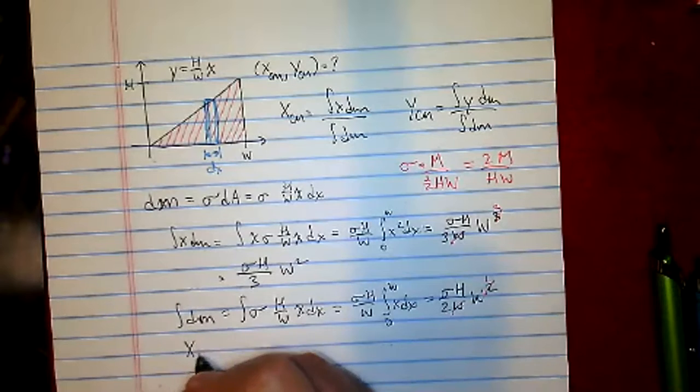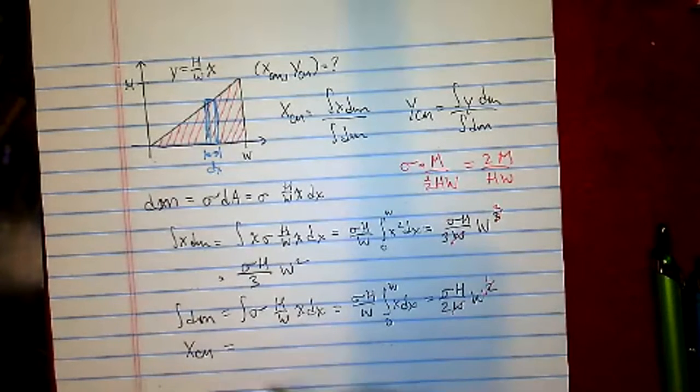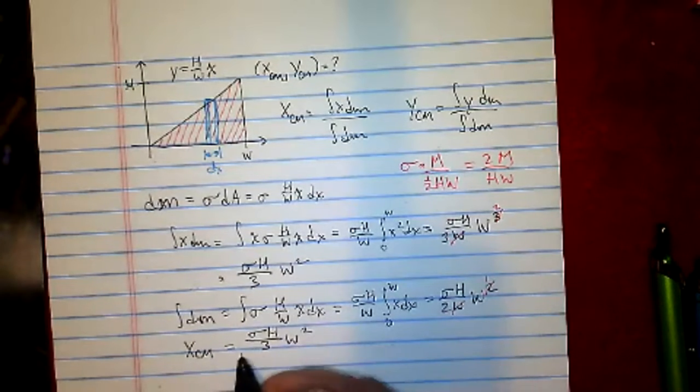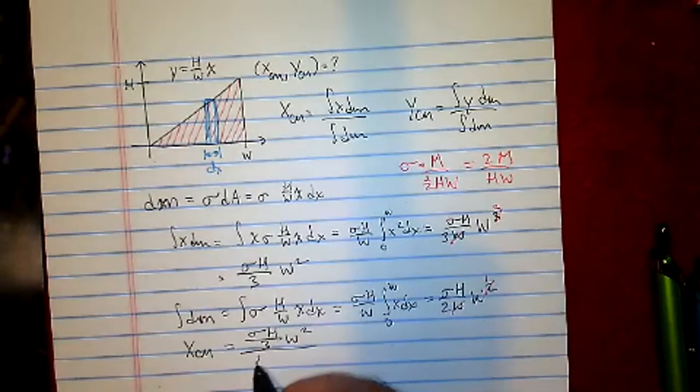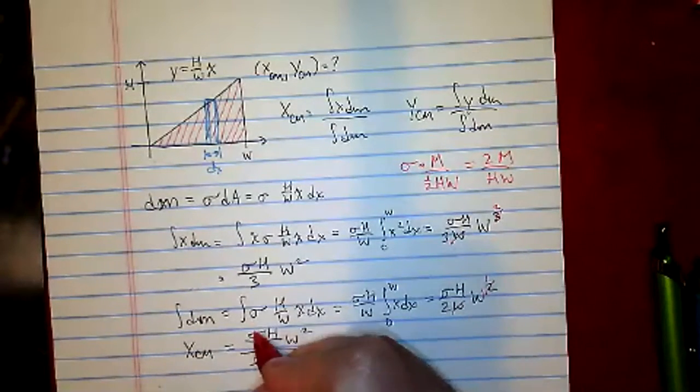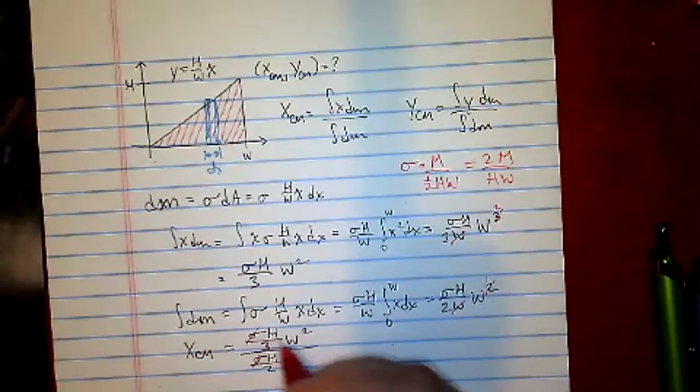So the x center of mass will be sigma h over 3 w squared over sigma h over 2 times w. You can see clearly the sigmas cancel out. I'm going to get a 2/3.